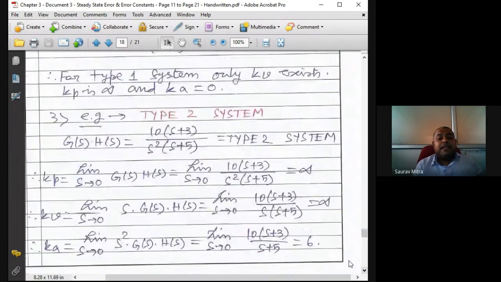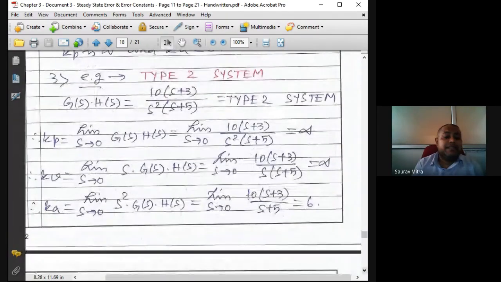Last thing, if it's a type 2 system, find this: 10 into (s plus 3) divided by s square into (s plus 5). How do I know this is a type 2 system? Because here it is s square. I told you that always check G(s)H(s) and check what is the separate s there. The (s plus 5), (s plus 3) and 10 are not playing any role in the system type.